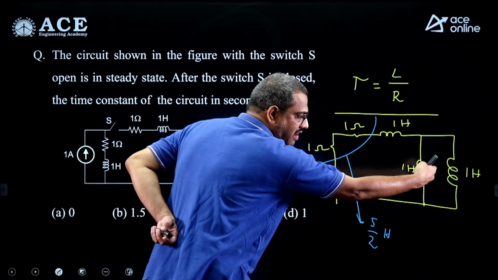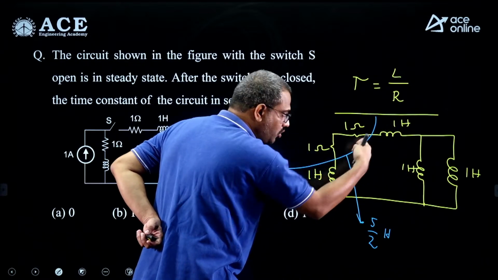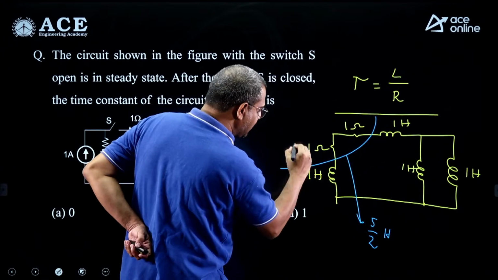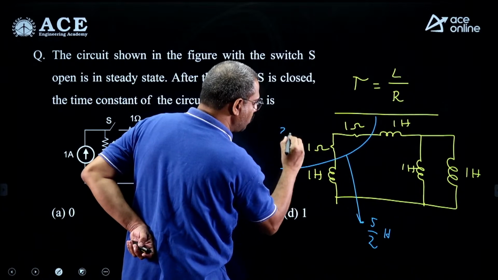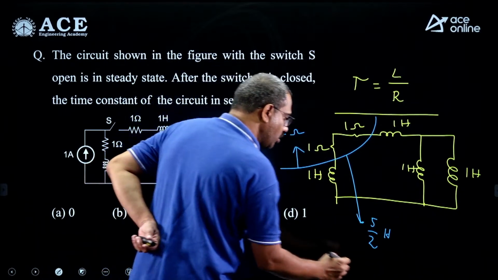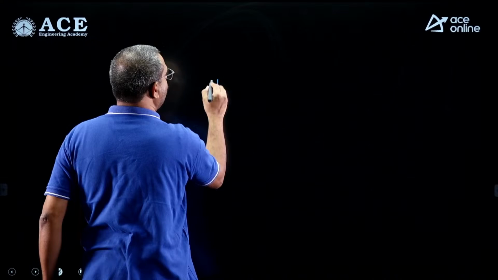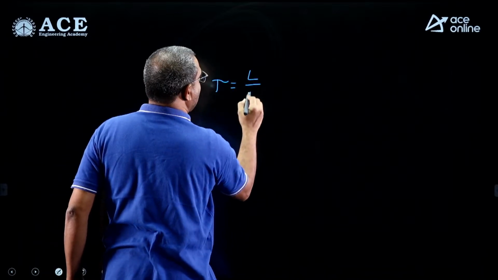So L equivalent seen by R is how much? These two are parallel, giving one half, and these two are in series. So 2.5, 5 by 2. What is the R equivalent seen by the L? R equivalent seen by the L is 2 ohms. So simply tau is L equivalent by R equivalent.